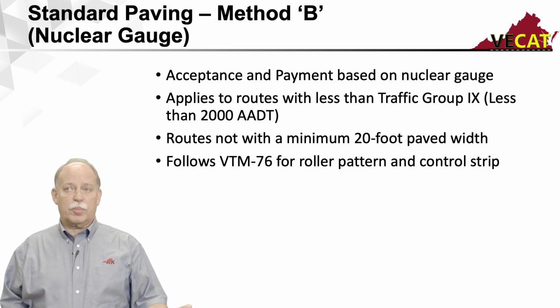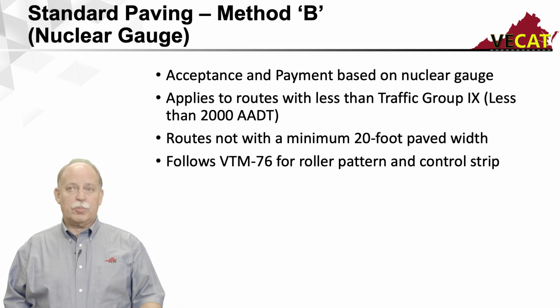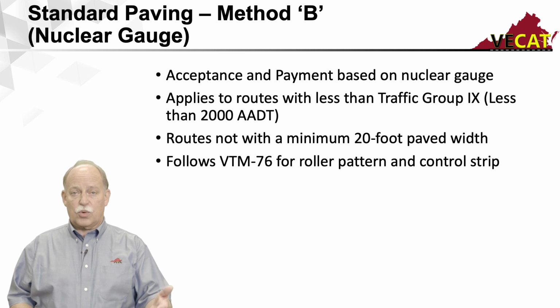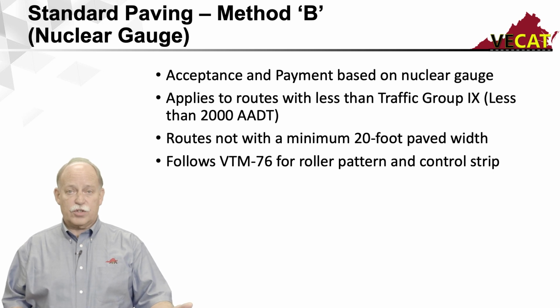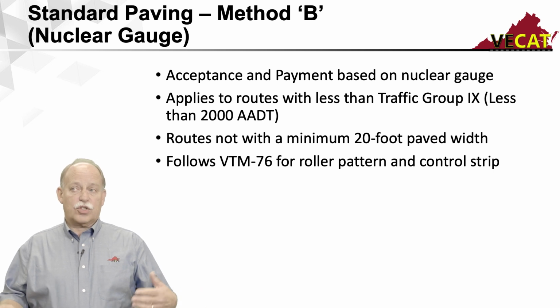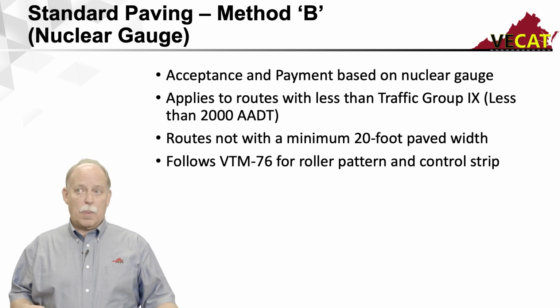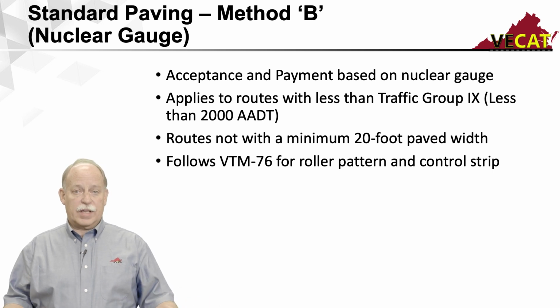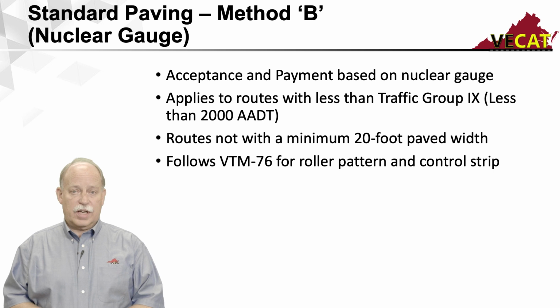So now let's talk a little bit about method B. Method B is that nuclear gauge density testing. You started out doing your roller pattern and control strip using a nuclear gauge to determine the number of passes and determine your target values. For routes that are traffic group 9 or less than 2,000 vehicles a day, you're going to use method B, and that is again that nuclear gauge testing.